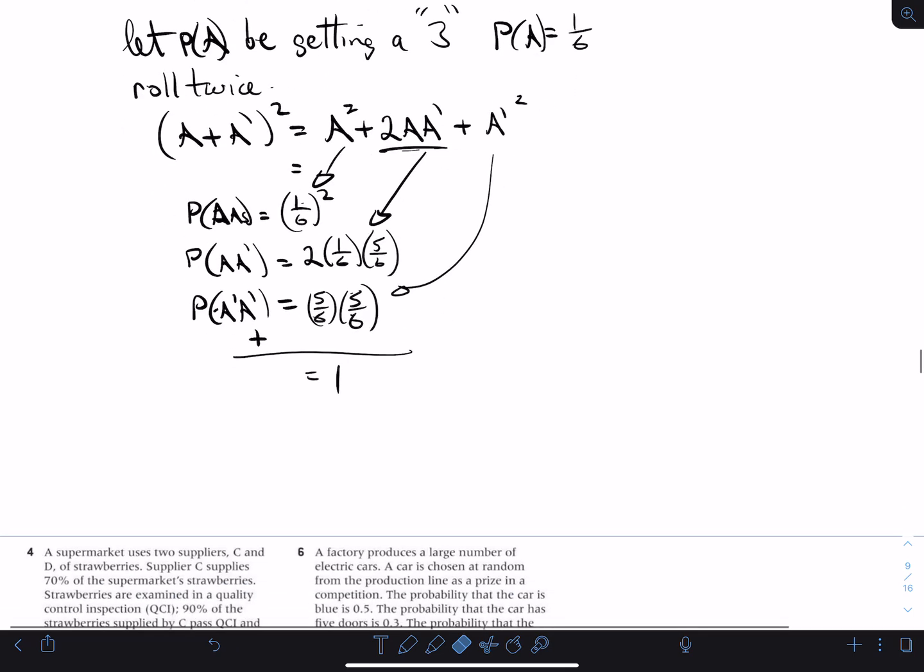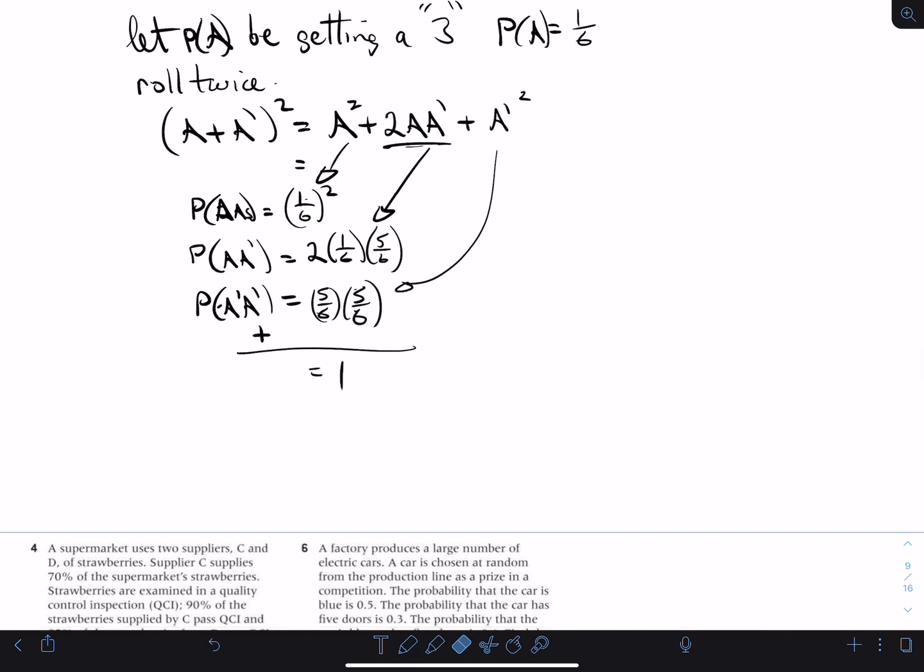So this is a binomial expansion. In fact, if I roll 3 times, it's the same deal. It's going to be A, not A to the power of 3, and you just expand that. And if I expand it quickly, it's A cubed plus 3 times 2 A's and 1 not A, plus 3 times A, not A possibilities, plus not A cubed.